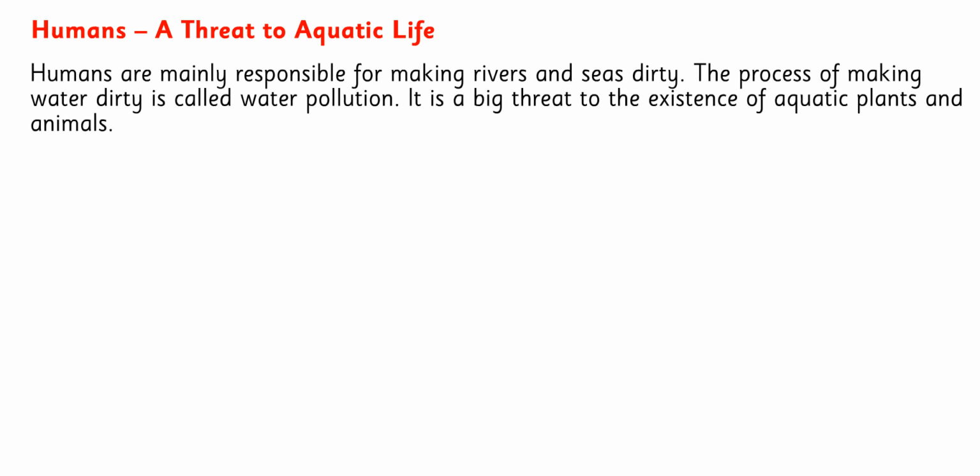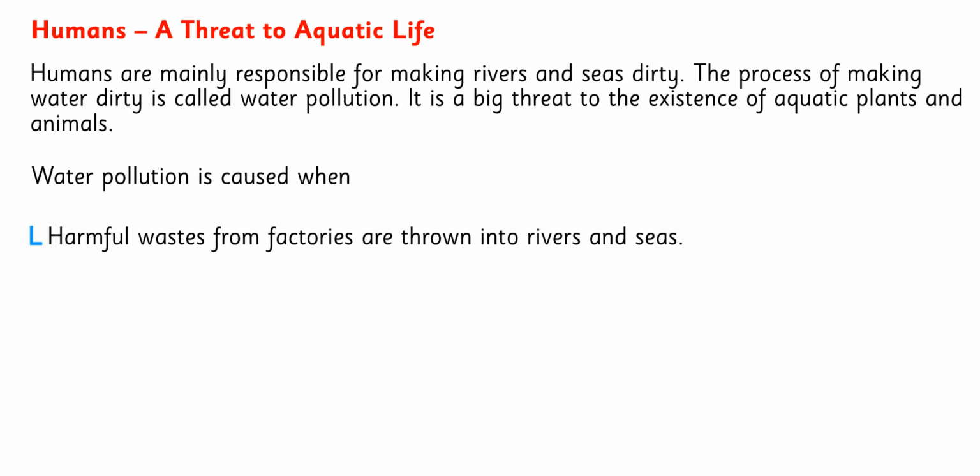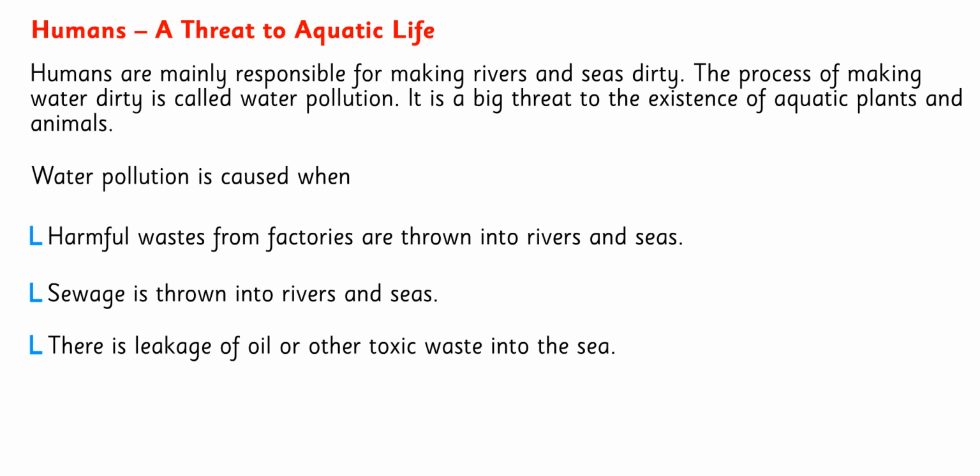Humans, a threat to aquatic life. Humans are mainly responsible for making rivers and seas dirty. The process of making water dirty is called water pollution. It is a big threat to the existence of aquatic plants and animals. Water pollution is caused when harmful wastes from factories are thrown into rivers and seas. Sewage is thrown into rivers and seas. There is a leakage of oil or other toxic waste into the sea.